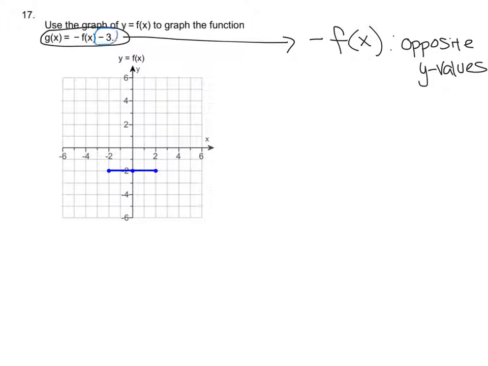Next, we can see that a minus 3 is being added to the original function, and the minus 3 on the outside of the function tells me that the function is going to move down 3.